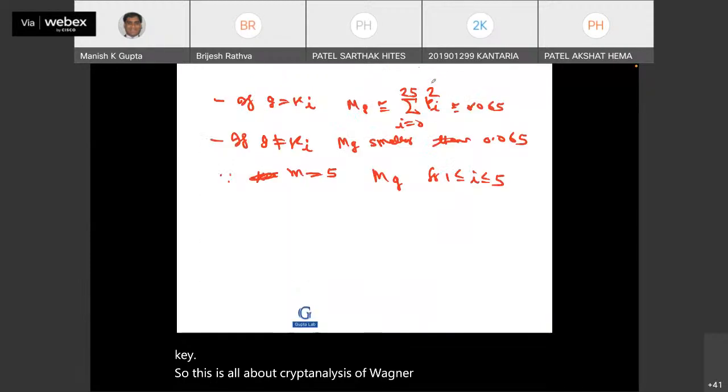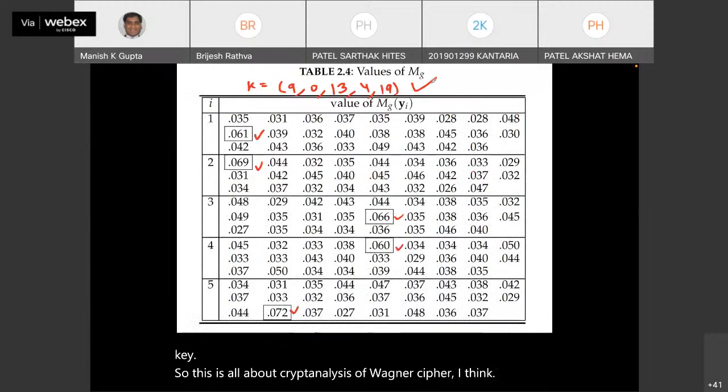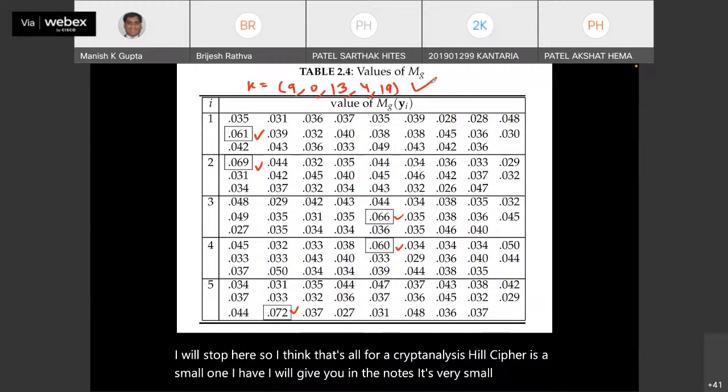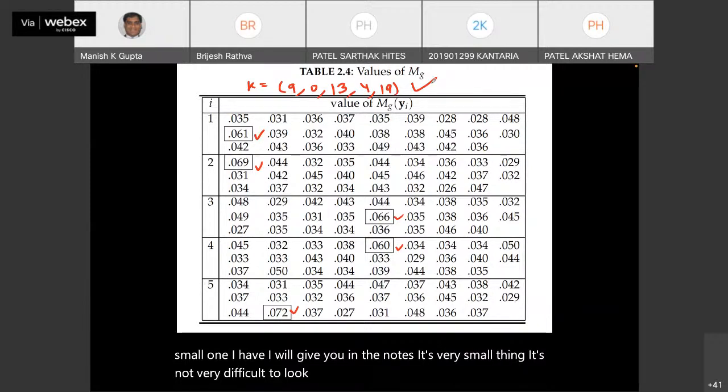I will stop here. I think that's all for cryptanalysis. The Hill cipher is a small one. I will give it to you in the notes. It's a very small thing, not very difficult to look at. So that's all for cryptanalysis of classical cryptography.